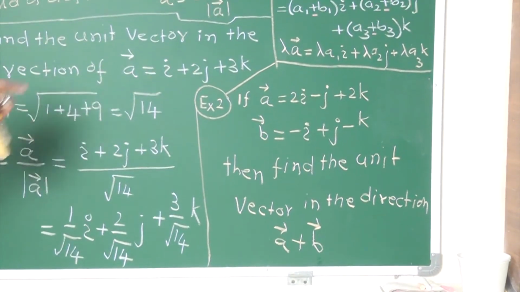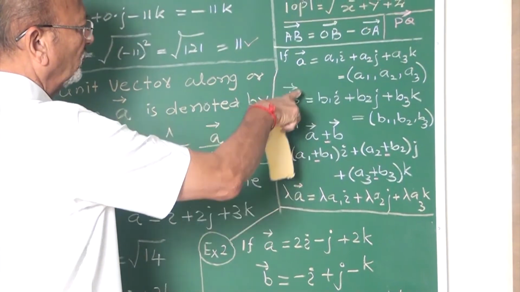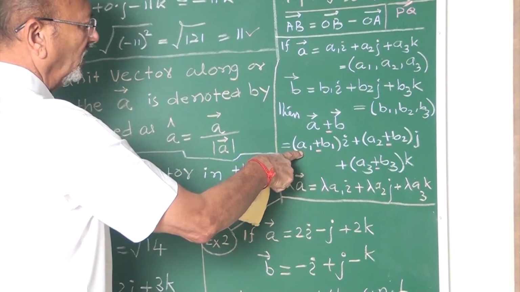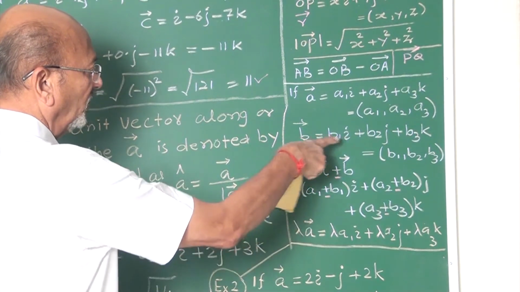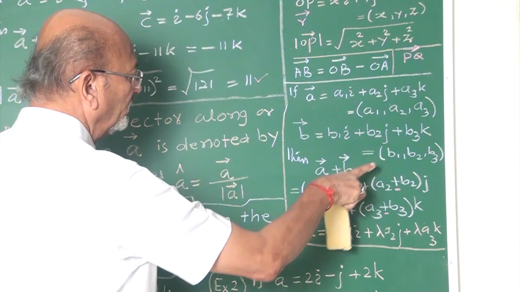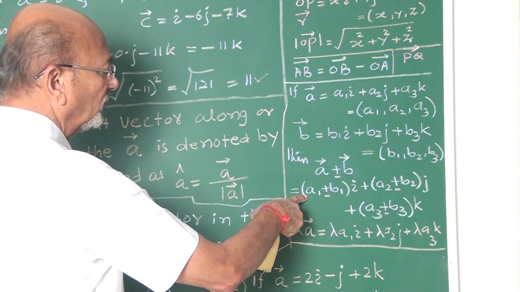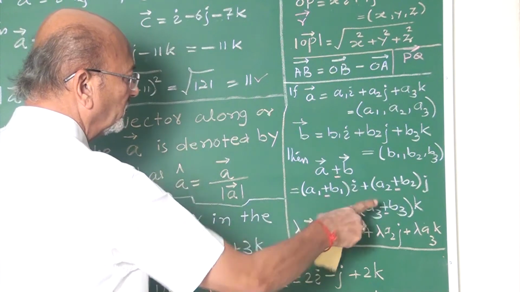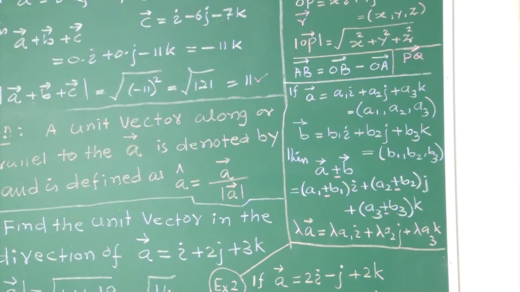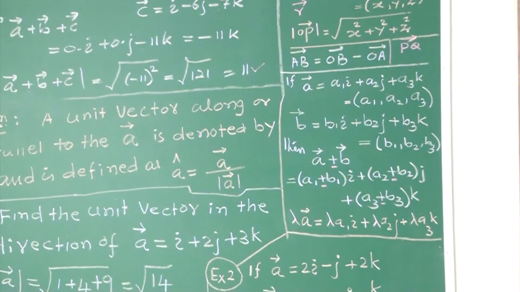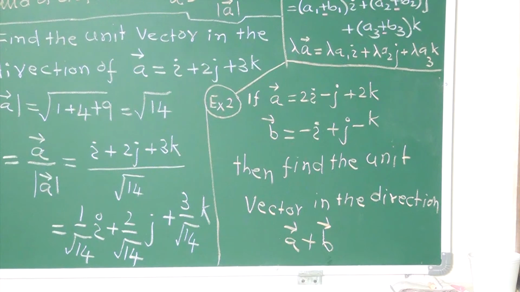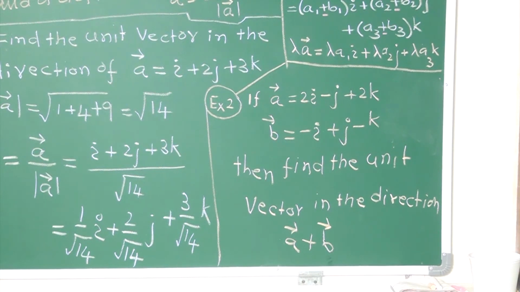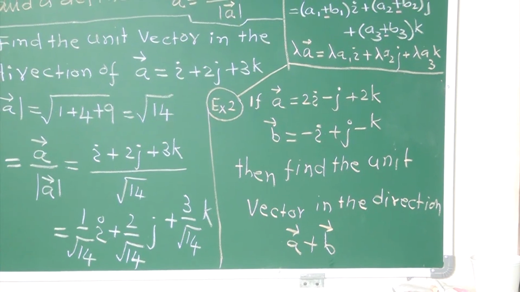My friends, this result I have written here. If vector A equal to this, vector B equal to this, the sum is the addition of what? Scalar components of the vector, in the form of a point. What is that point? A1 plus B1 comma A2 plus B2 comma A3 plus B3. Yes, my friends. That second example I do. This is example 2, my friends.